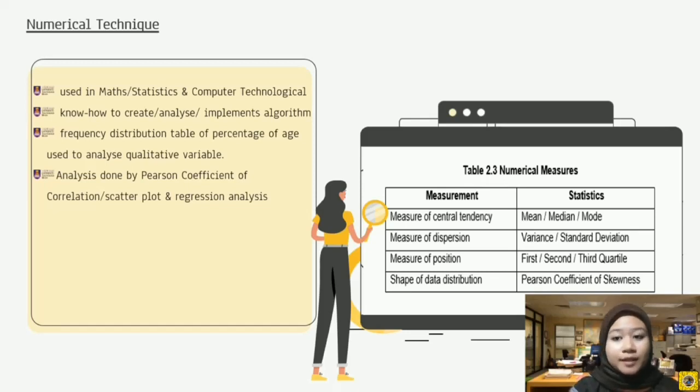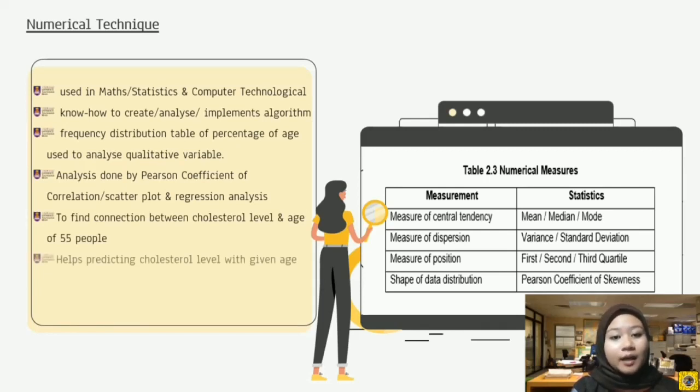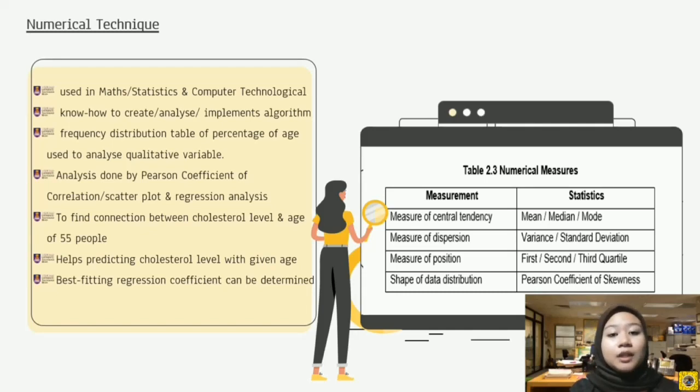By using the Pearson coefficient of correlation, scatter plot, and the regression analysis, more analysis can be done to find the connection between the cholesterol level and the age of the 55 people. Hence, it helps in predicting the cholesterol level with the given age. In addition, a best-fitting regression coefficient can be determined using the regression analysis.